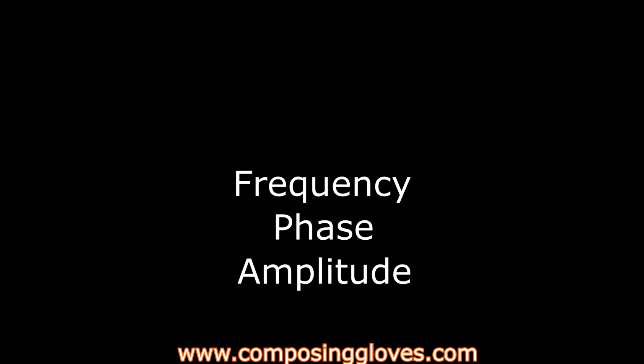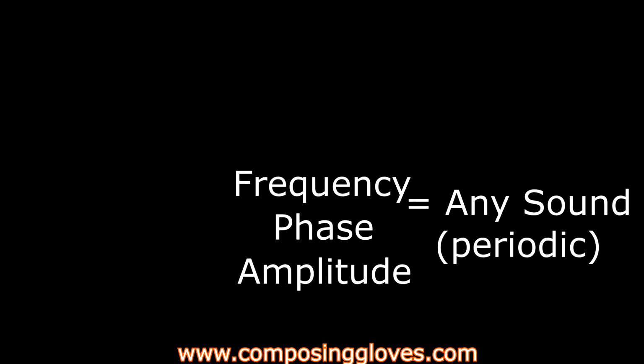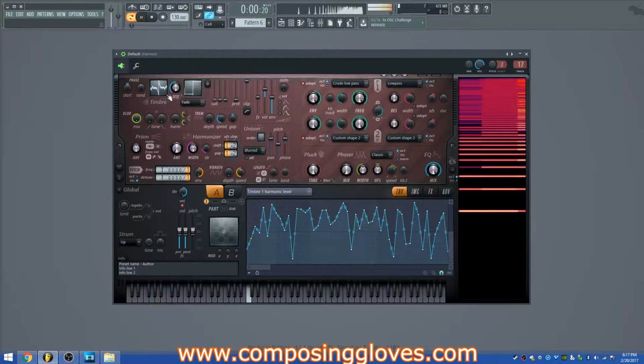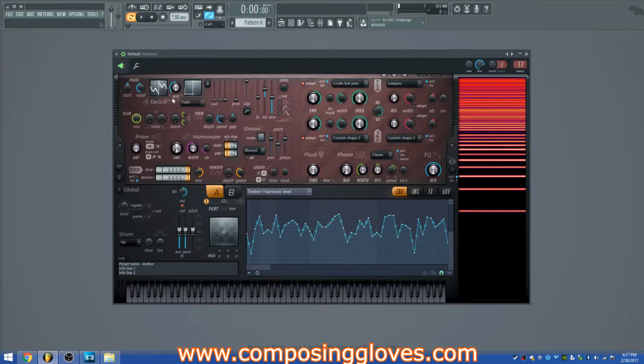The combination of frequency, phase, and amplitude can be used to form any sound, which is a pretty incredible idea, and it's one that becomes really important in sound design. If you look at any sort of additive engine such as Harmor, you will see this principle being used. Furthermore, this principle also becomes a fundamental principle in instrument construction.